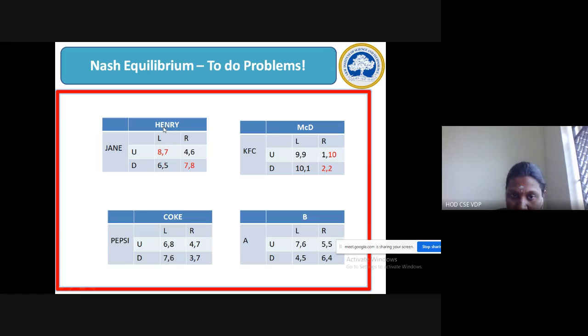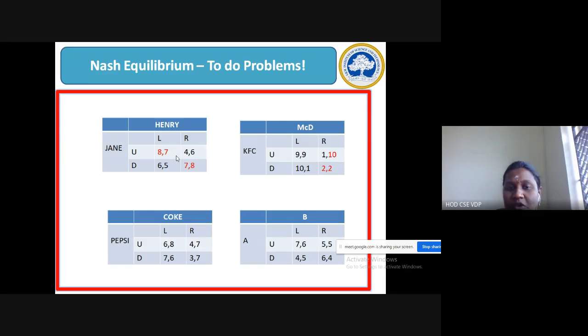And then for Henry, right? So for Henry, you have to compare these two values. So 7 is higher and 8 is higher. So you mark star for this and you mark star for this. So either Jane plays U and Henry plays L. So that's an optimal strategy. And Jane plays D and Henry plays R. That is also an optimal strategy. So you have two Nash equilibriums.